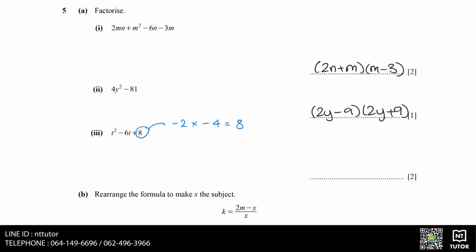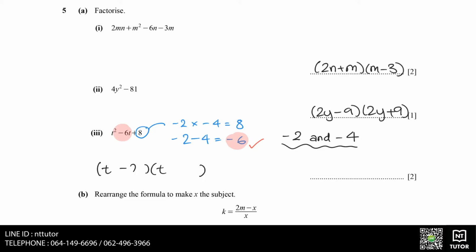Minus 2 multiplied by minus 4 gives positive 8, and minus 2 plus minus 4 equals minus 6, which we want. Therefore, this combination of factors works. So the two numbers that are going to go into the bracket are minus 2 and minus 4. So the factorized format is t minus 2 multiplied by t minus 4.